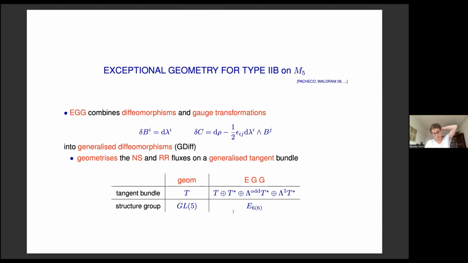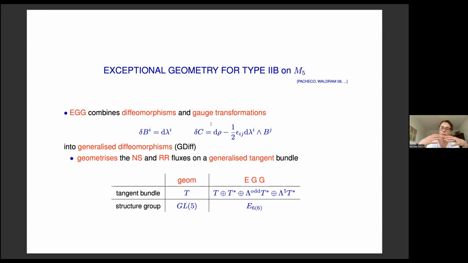So in order to show you this solution, let me just recall briefly what the exceptional generalized geometry is that describes type IIB backgrounds with an AdS5 factor. First of all, I think we have all heard many times by now, the idea of generalized geometry in general is to combine all the symmetries we have in type IIB supergravity solutions, in particular the diffeomorphisms and the gauge transformations of the potentials. For type IIB, these would be the two-form potentials, Ramond and Neveu-Schwarz, and the four-form potential, and package them in a geometric object, which we call generalized diffeomorphism.